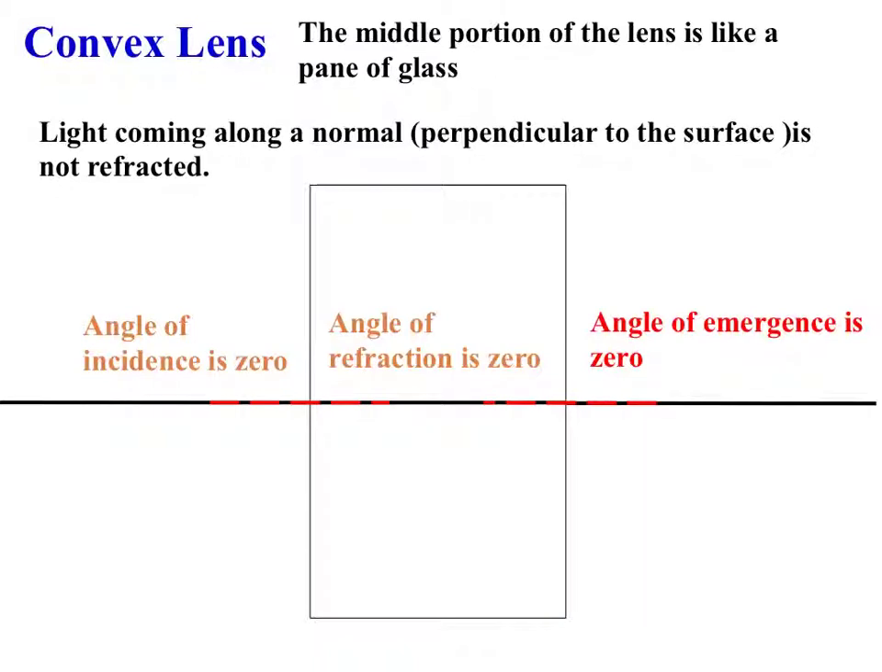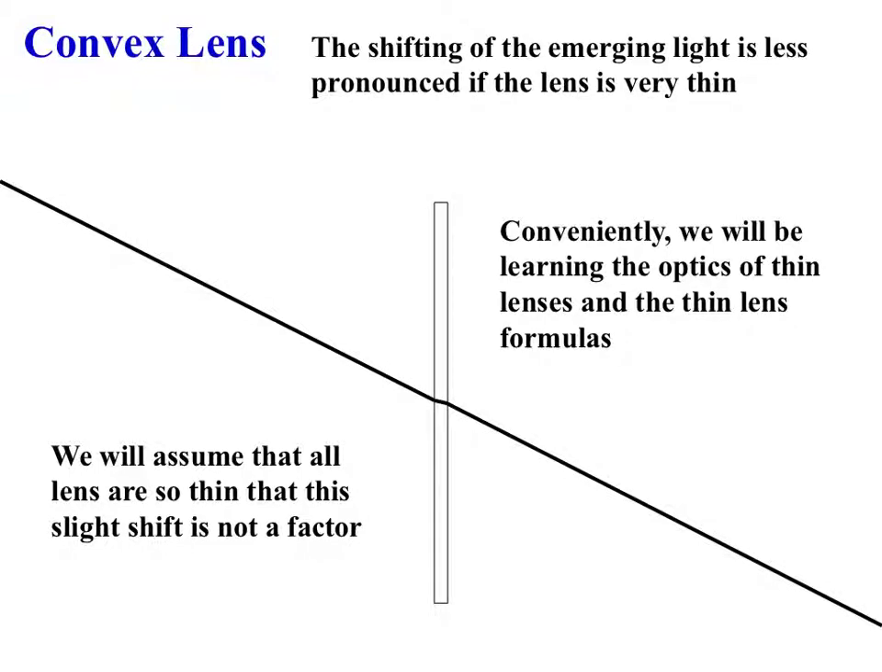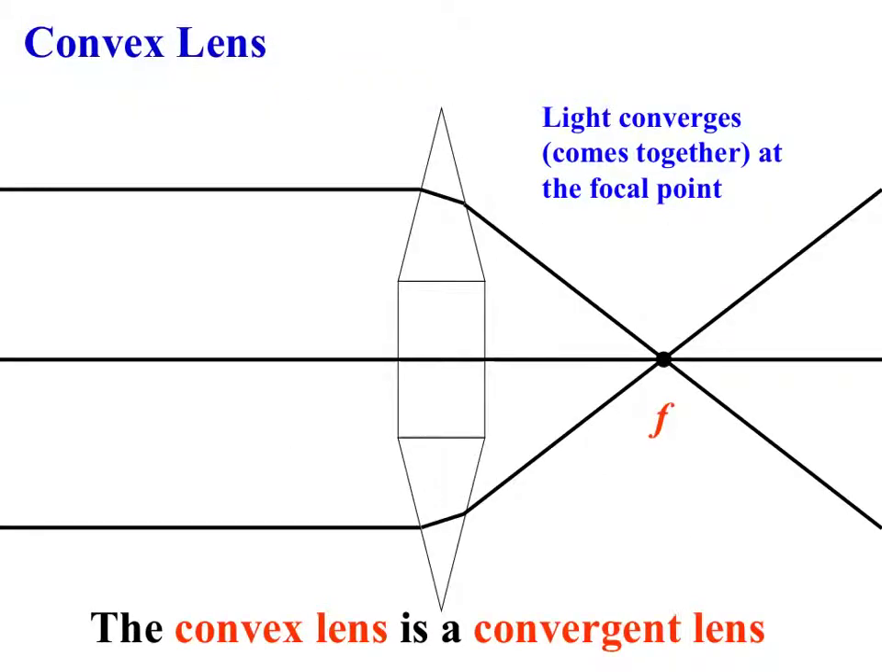Now, if we think of the middle portion as a rectangular prism, then light coming along a normal, or perpendicular to the surface, is not refracted. And any light coming in at an angle does have a small shift in the emerging light, as shown. But this shift is so small, we're going to assume that it is not a factor. So again, convex lenses are converging lenses, meaning that the light converges or comes together at the focal point.